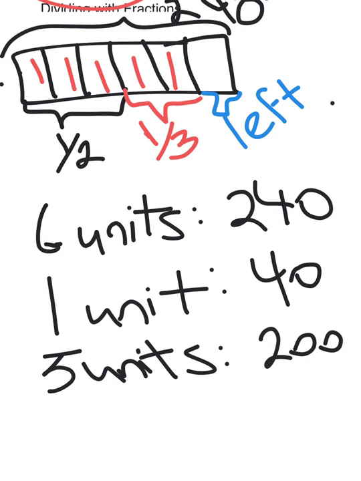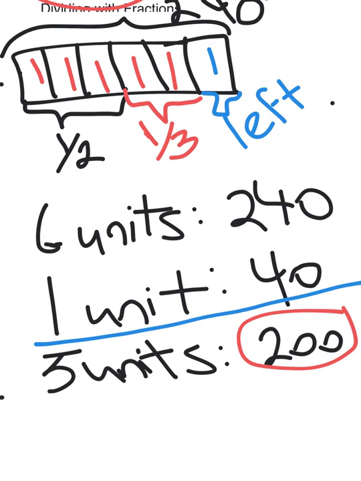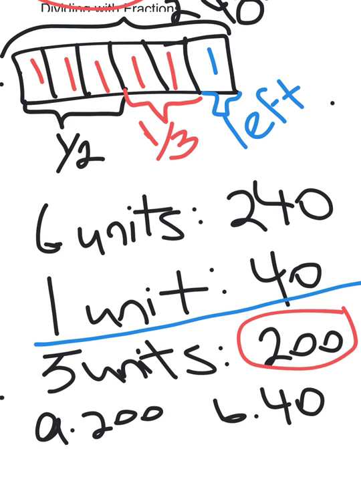So your answer for part A is 200. The vendor sells 200 pieces of fruit. Now part B asks, how many pieces of fruit does she have left? You have 1 unit left here. And did we agree that 1 unit is 40 pieces of fruit? That means your answer for part B is 40 pieces of fruit left. That's how much she has left.